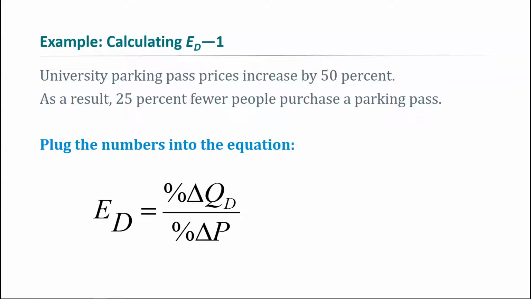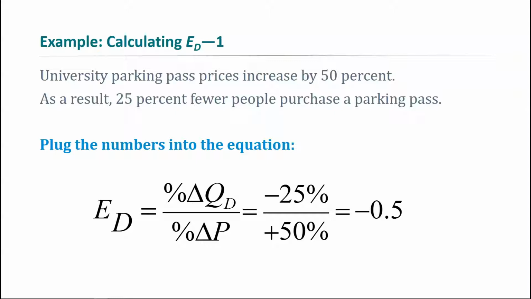And then the bottom of our fraction, the percent change in price, is what we're given in the first line here, that the parking pass prices increase by 50%. So that's a positive change of 50%. So our fraction becomes negative 25 divided by positive 50. You do that math, your calculator can help you with it, and you get an answer of negative 0.5. This is our price elasticity of demand for parking passes based on the information we're given.